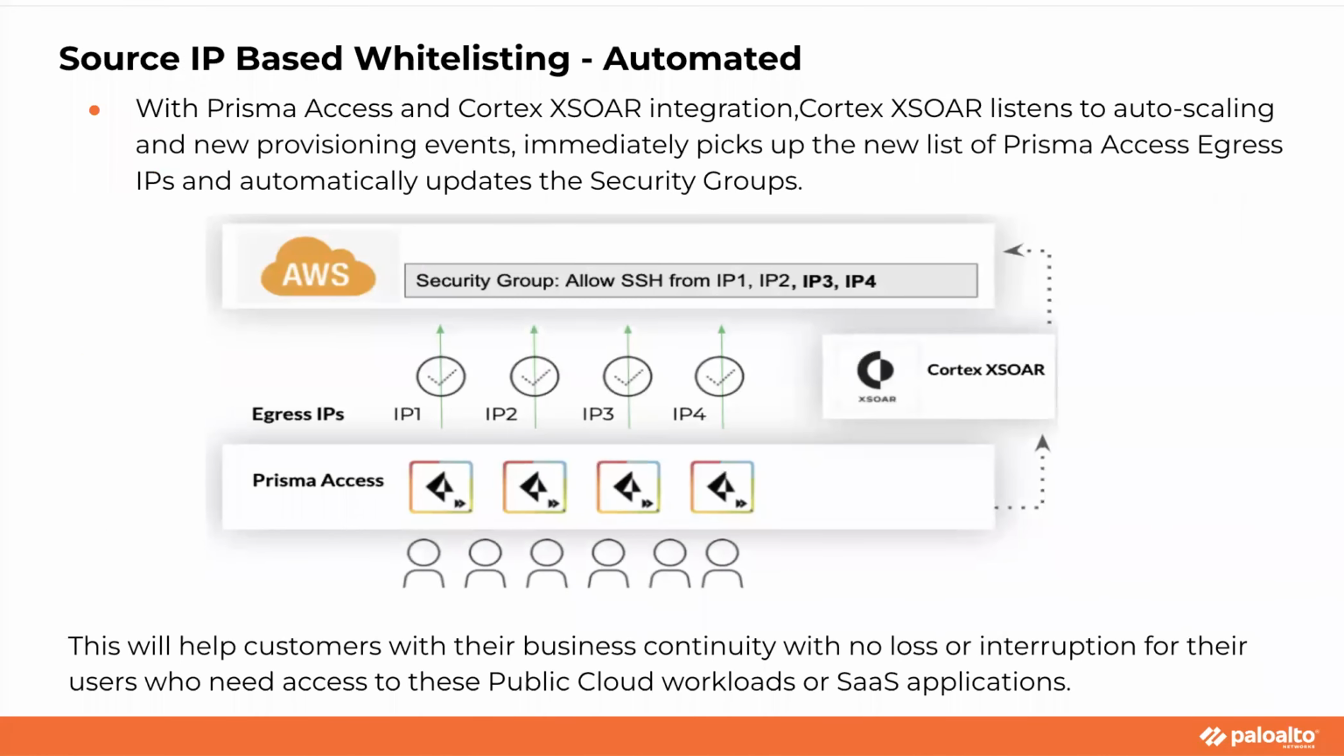If you are using Cortex XSOAR with the integration of Prisma Access and Cortex XSOAR, Cortex XSOAR listens to the auto scaling and the new provisioning events in Prisma Access. It immediately picks up the new list of Prisma Access egress IPs automatically and updates the security groups in your AWS or GCP or any cloud deployment. This will help your business continuity with no loss or interruption for the users who need to access public cloud workloads or any SaaS application.